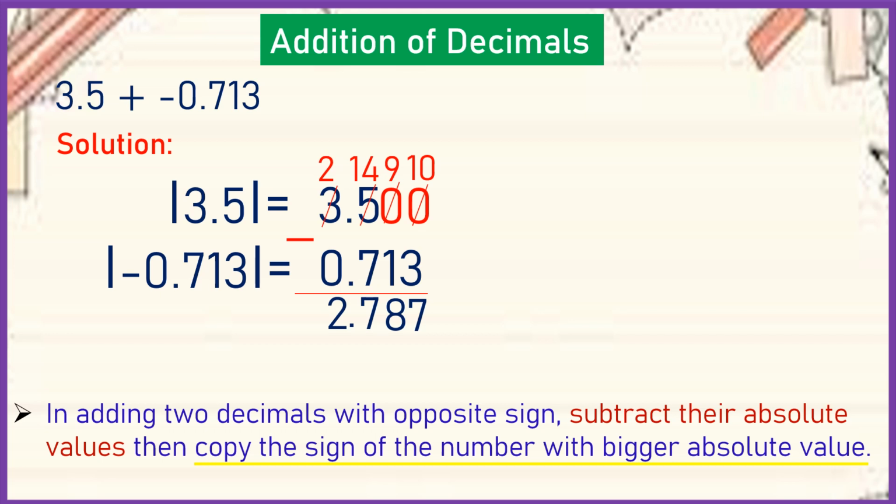Then copy the sign of the number with bigger absolute value. Since positive 3.5 is greater than the absolute value of negative 0.713, we follow the positive sign. And in mathematics, no need to write the plus sign. So we have 2.787.